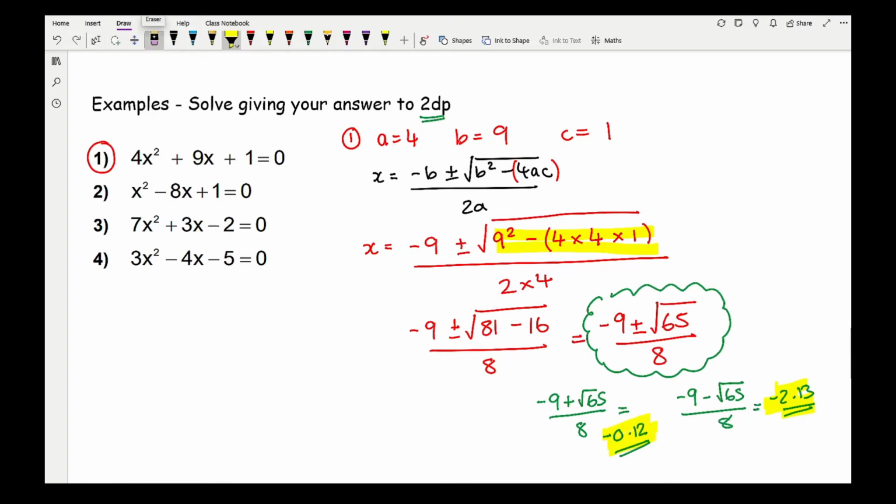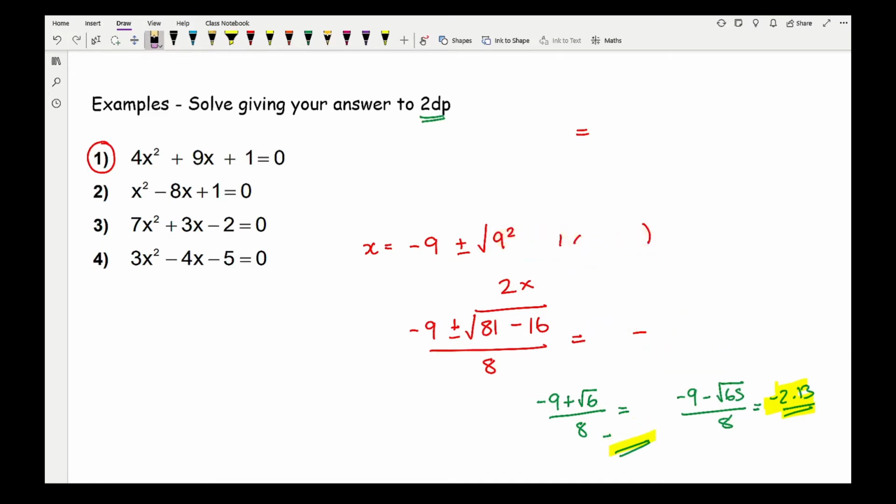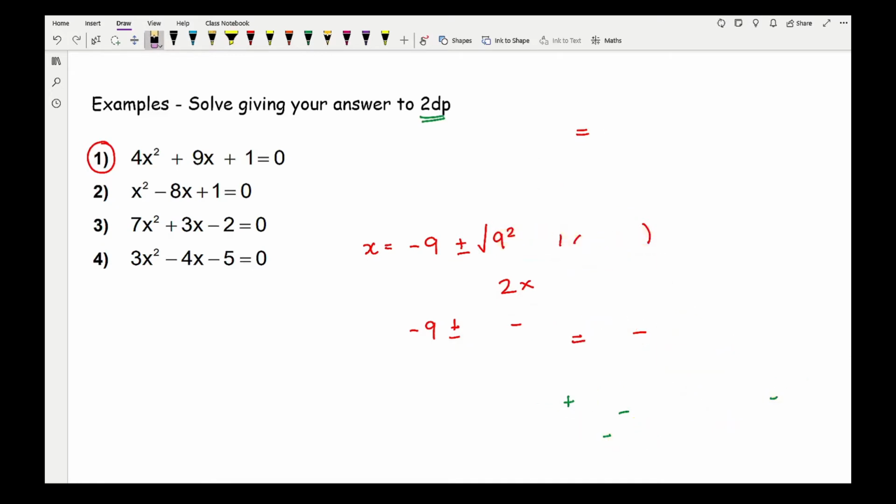Then moving on to question 2. So again, just completely rub all of this out. I might regret choosing to do 4 examples, but I'll talk you through it. So we'll do this one in blue.